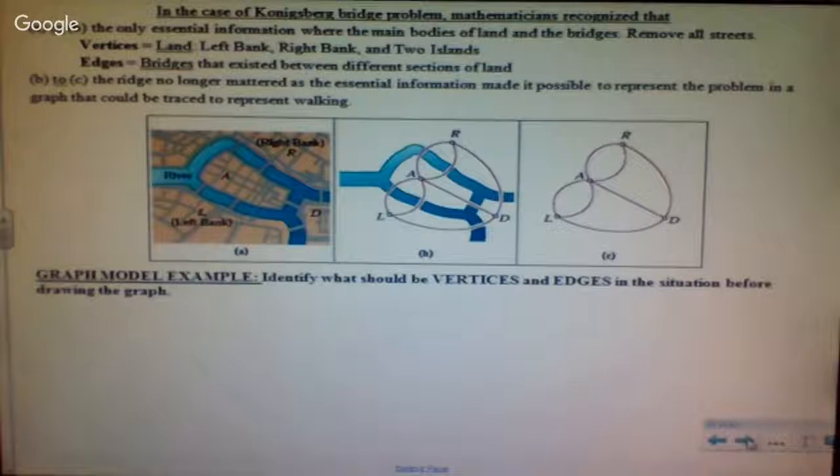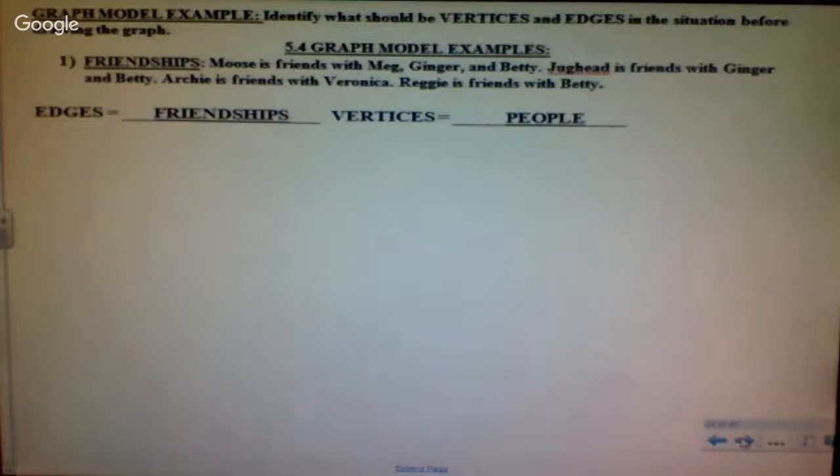Okay. So, this is our first example. Friendships. Moose is friends with Meg, Ginger, and Betty. Jughead is friends with Ginger and Betty. Archie is friends with Veronica. And Reggie is friends with Betty.